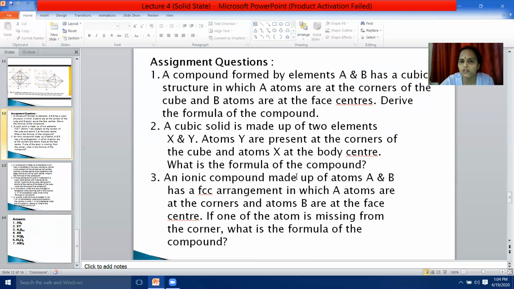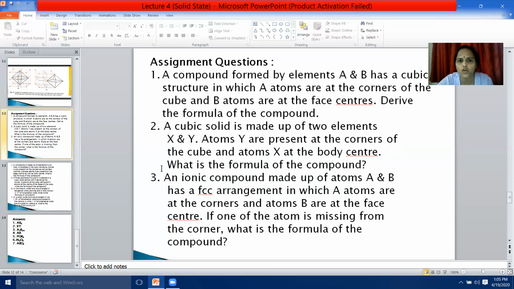Look at my second question. It is a cubic solid is made up of two elements X and Y. Atoms Y are present at the corners of the cube and atoms X at the body center. What is the formula of the compound? So here first you see cubic solid. It is made up of a combination of two elements X and Y, right? Atoms Y are present at the corners of the cube. Corners of the cube, the contribution is 1 by 8.